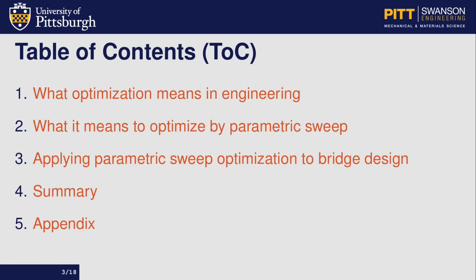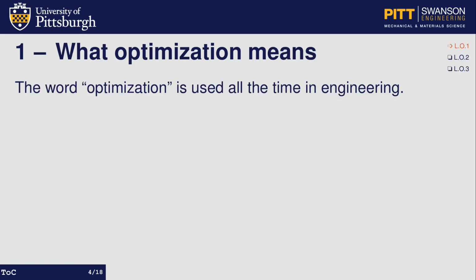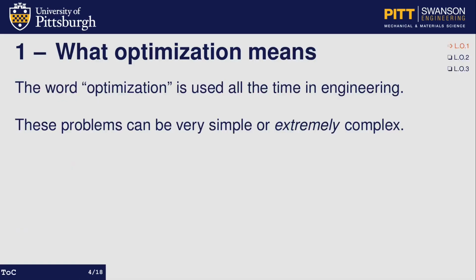This slide, the table of contents, contains hyperlinks to each of the sections to make the downloaded PDF easy to navigate. Now, the word optimization is used all the time in engineering. These problems can be very simple, or they can be extremely complex.